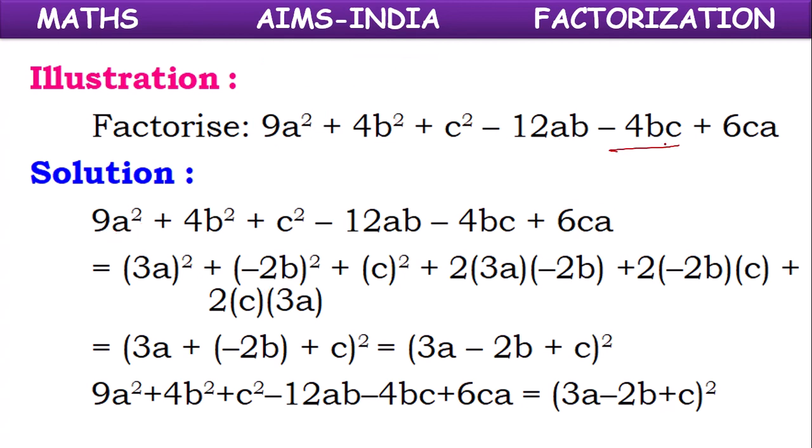Here also minus 4bc. Here this term is c square. So here actually 2bc means 2 into b how much? Already we have taken minus 2b, into only c we have here. So minus 4bc will come. So no need to take c as minus because already b we have taken minus.